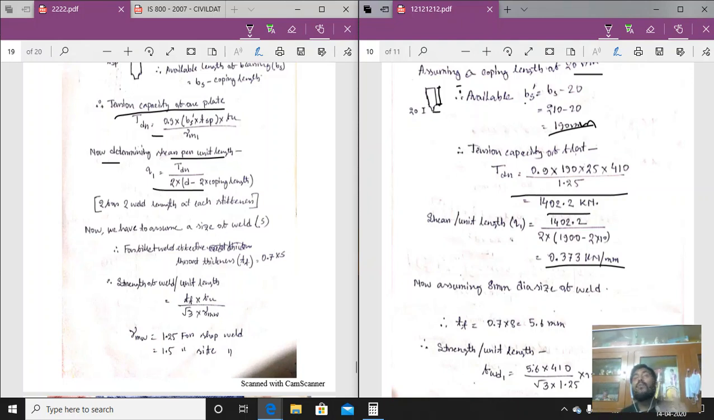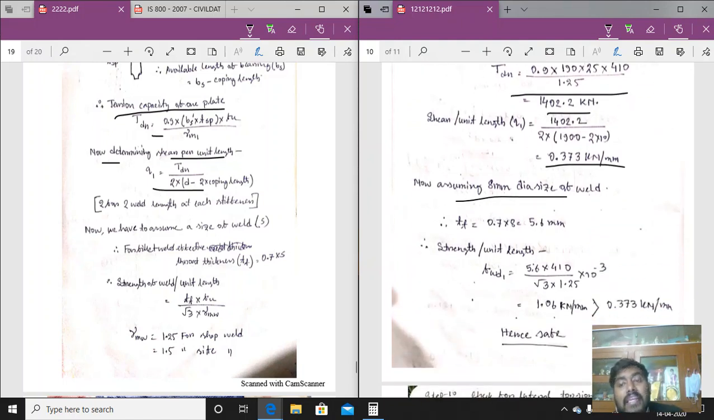We have to check if the weld is satisfied or not. Similarly we have to assume some size of the weld. Let us assume an 8 mm size of the weld. So TT equals 0.7 into 8, 5.6 mm, we have calculated. Putting the value here, we are getting 1.06 kilonewton per millimeter, which is higher than 0.373 kilonewton per millimeter. So hence it is also safe. So the weld connections that we have provided for both connections, that is the connection of the web to flange and the connection of the end bearing plate to the web, these two connections are okay. So we can proceed with the last portion of our design, that is the check for the torsional capacity.